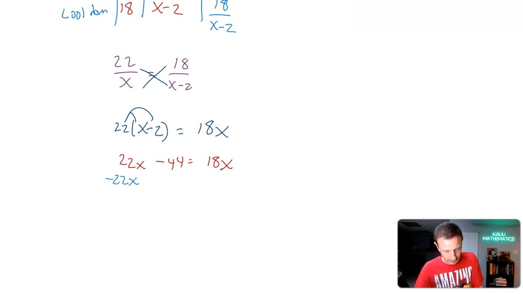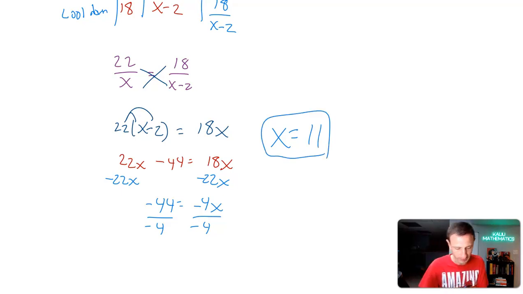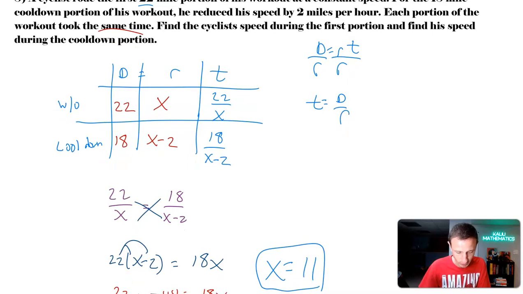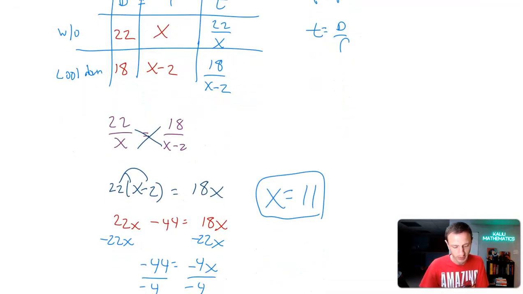Subtract 22x. So negative 44 equals 18 minus 22 is negative 4. So negative 4x. Divide by negative 4, and we get x is equal to positive 11. So x equals positive 11. Let's make sure we answer the question. Find the cyclist's speed during the first portion and his speed during the cooldown. So the workout portion is 11. That means the cooldown was 9.